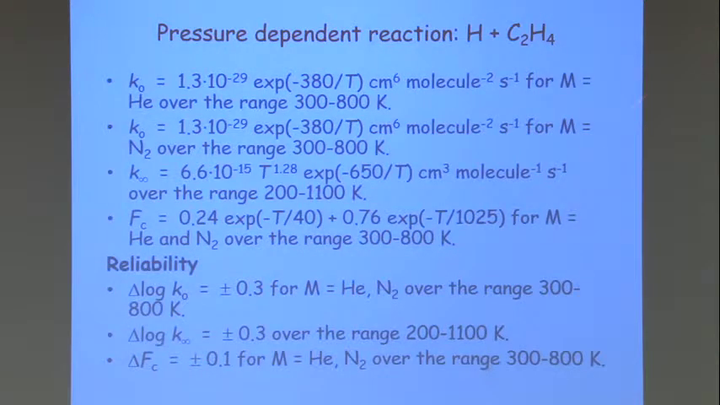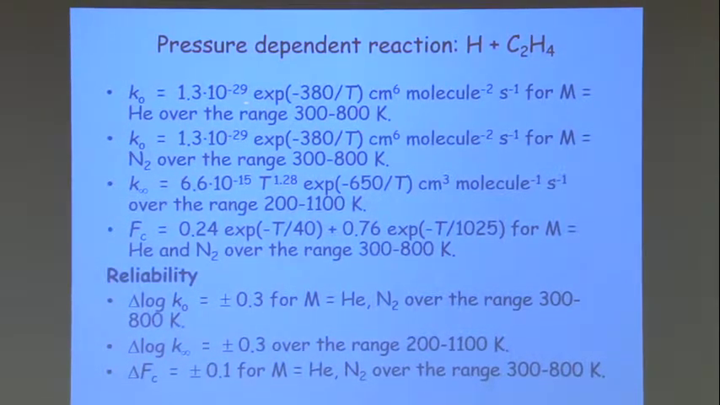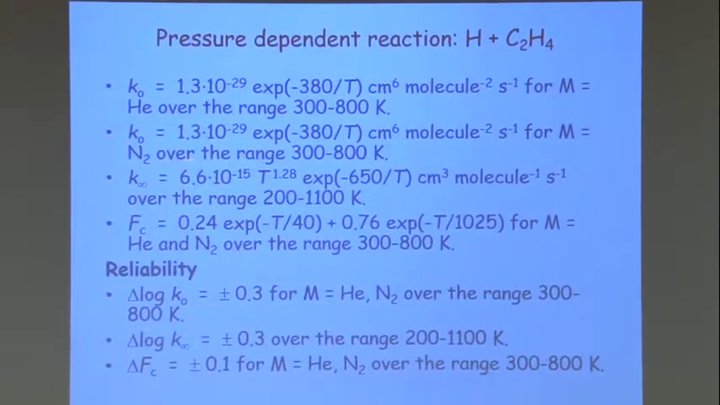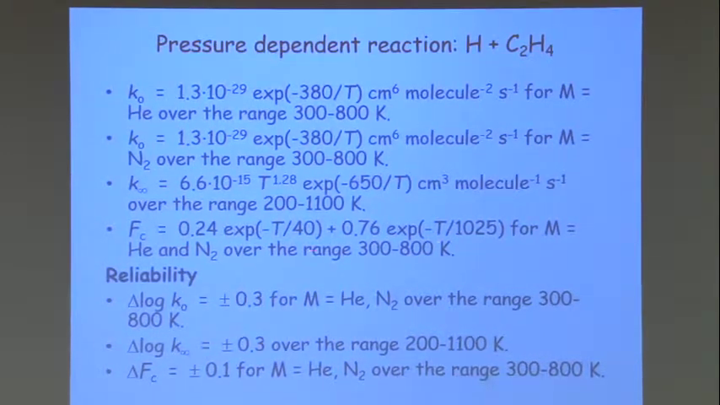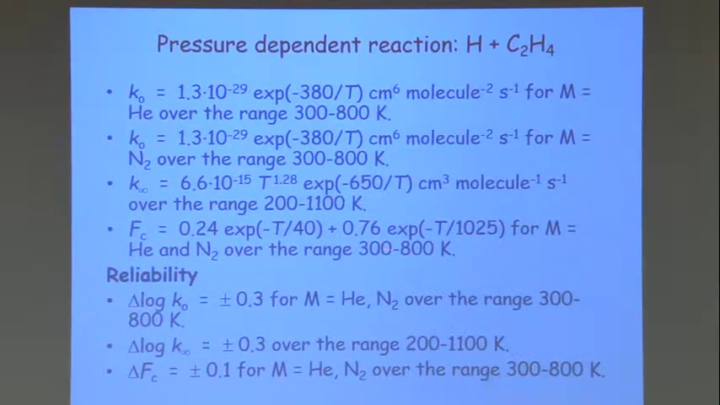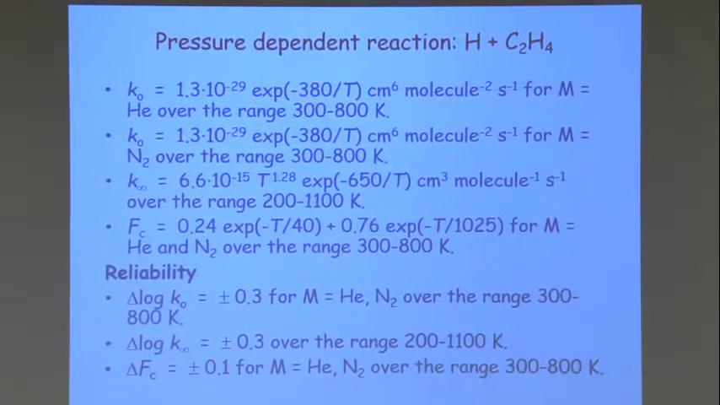And so this is H plus C2H4, the pressure-dependent reactions. So K0 for M equal to helium over this temperature range, for M equal to nitrogen, and then K infinity expressed in this form. And then FC expressed in a slightly reduced form compared with what I showed you on the previous slide. And there are the reliabilities. Delta log K factor of 2 over that range, similarly for K infinity, and then uncertainty of 0.1 in delta FC. So that's the way pressure-dependent rate constants are tabulated within this evaluation.